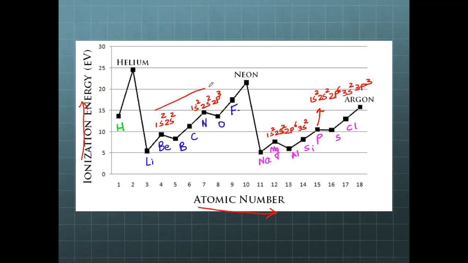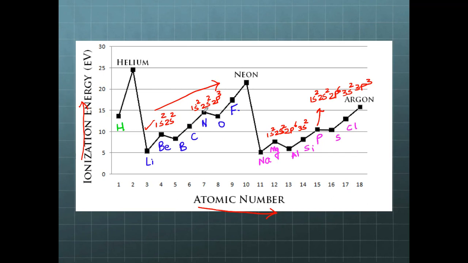But within that period, we see that beryllium has a little bit higher ionization energy as compared to boron. The reason is the electron configuration. Beryllium has the electron configuration 1s2, 2s2. This is completely filled, and it would require more energy to remove electrons from beryllium as compared to boron.